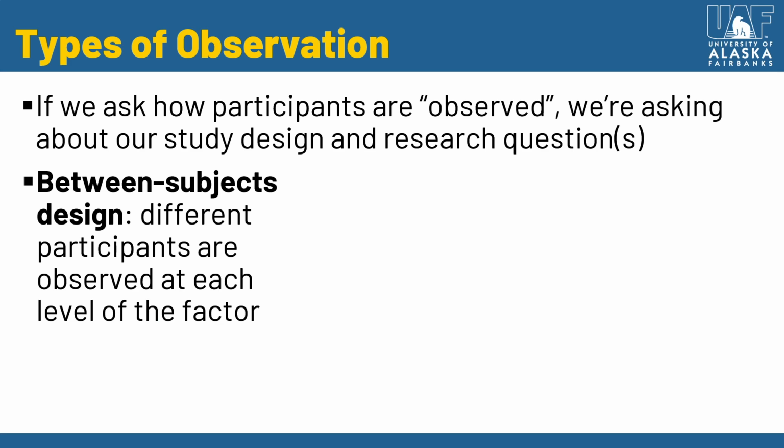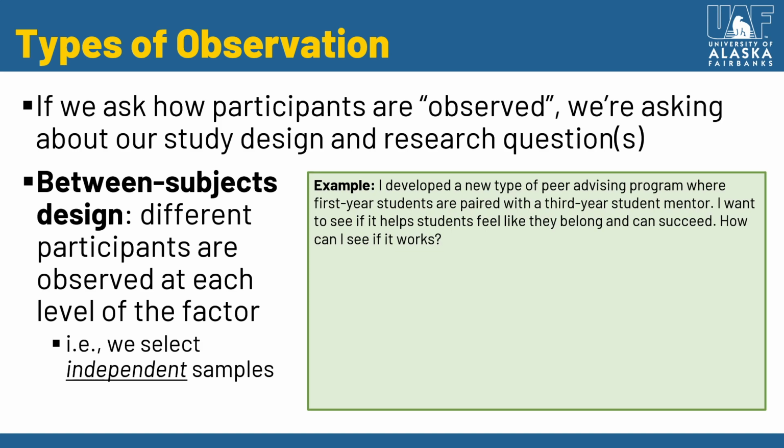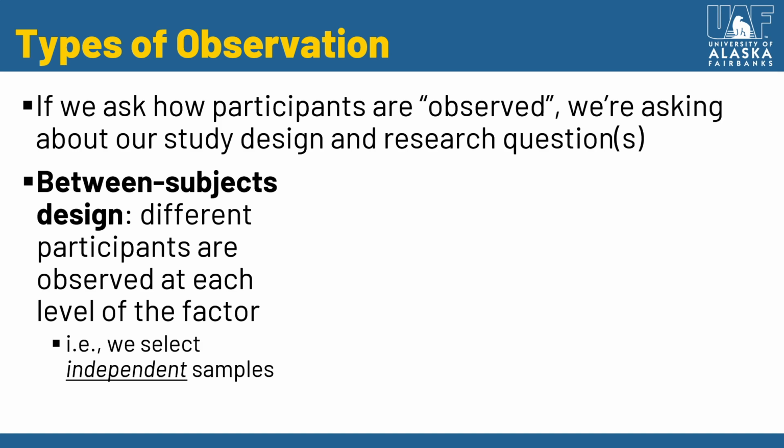And so we can contrast that with a between subjects design in which different participants are observed at each level of the factor. That's a word I haven't defined yet, I think. So broadly speaking, we can think of a factor as a variable, right? So different participants are observed at each level of the variable. Or in other words, we select independent samples for these different conditions, essentially. And I guess the way this is worded is confusing. Different participants are observed at each level of the factor. A better way to say that is different participants are observed at different levels of the factor, right?